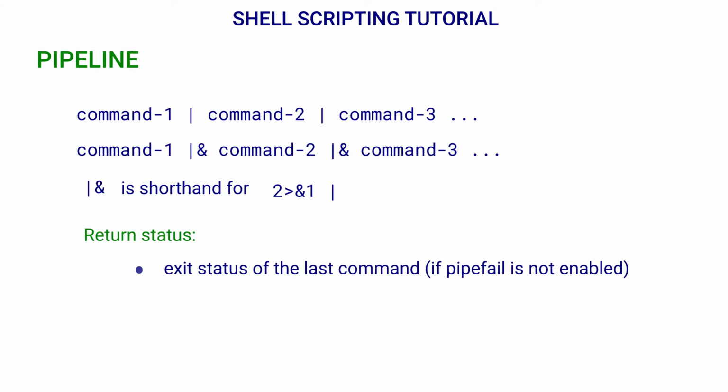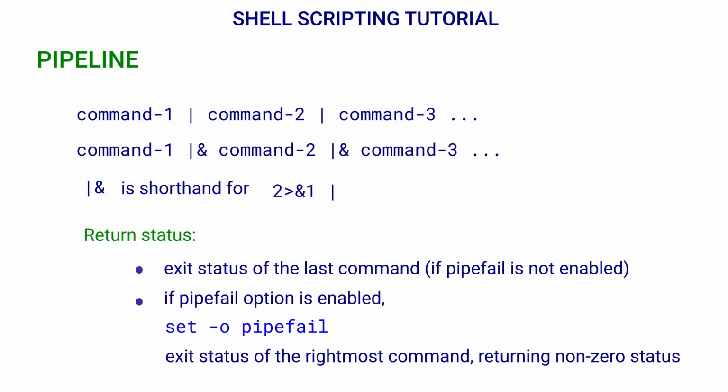The return status of a pipeline is the exit status of the last command if the pipefail option is not enabled. However, if you enable the pipefail option with set -o pipefail, the exit status of the pipeline is the exit status of the rightmost command returning a non-zero exit status. If all commands of a pipeline return 0 exit status, the return value of the pipeline is 0.